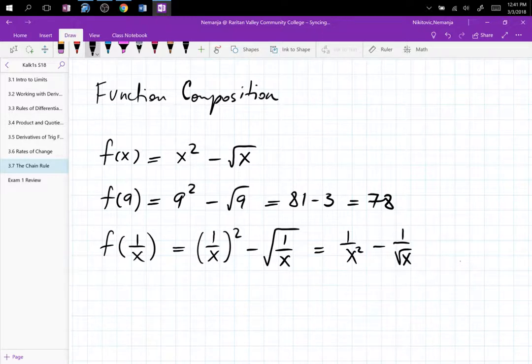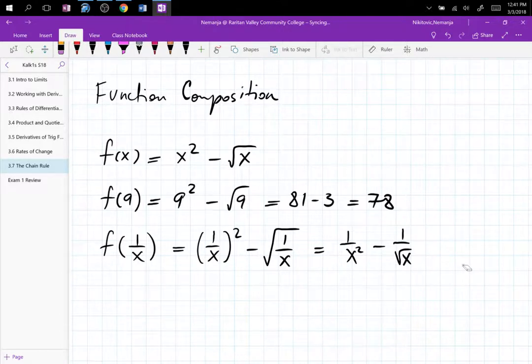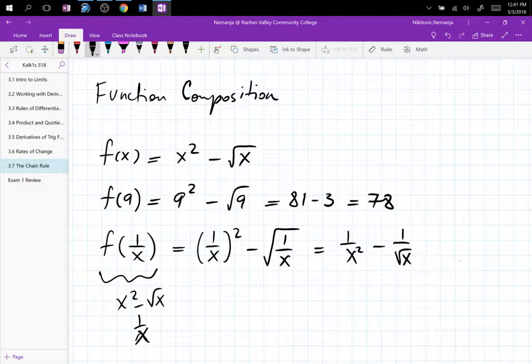So when I have a function given, like this one, I can plug in numbers to compute function values, or I can substitute a different function inside, or the same, right? I can plug in a function, and then the answer would be a new function. Observe that the two functions that were involved here are x squared minus root x and 1 over x. If you look at the result, well, it's neither of the two, right? It's a combination of them in some way.